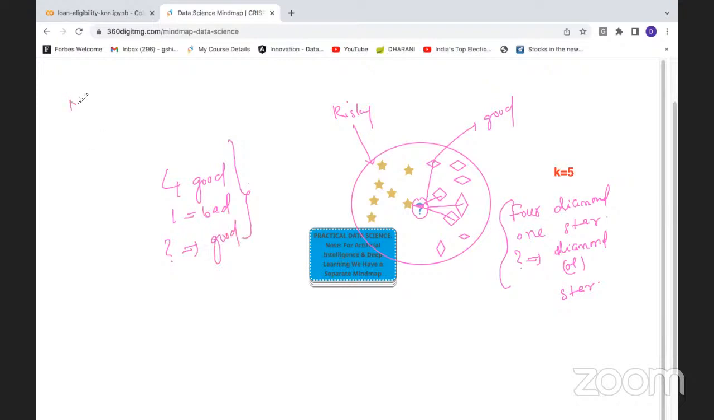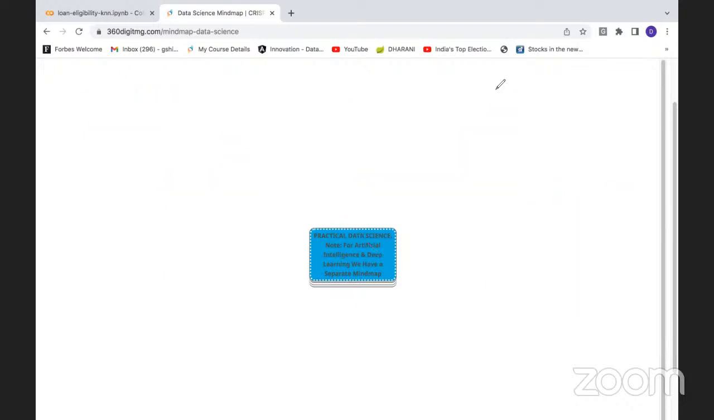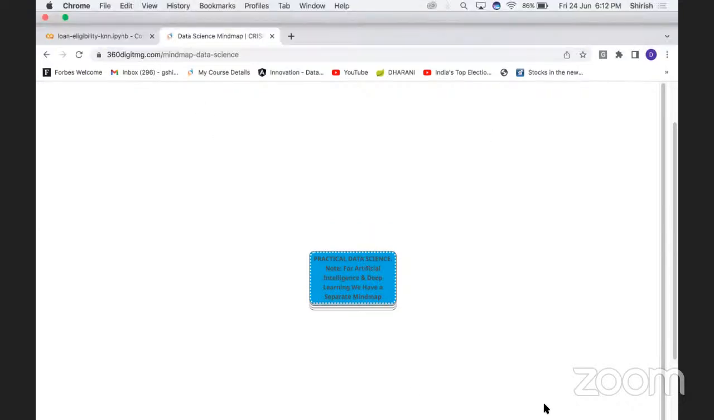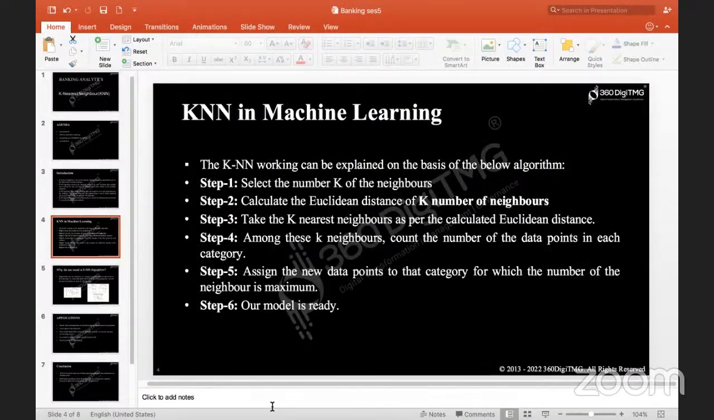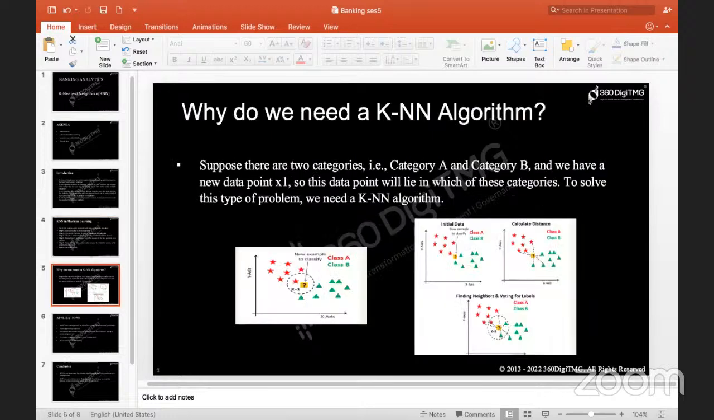Why? It takes a call on majority. It relates with the majority concept. So what is it that you can change here? The thing you can change from your end is only the K value. This is how it calculates.